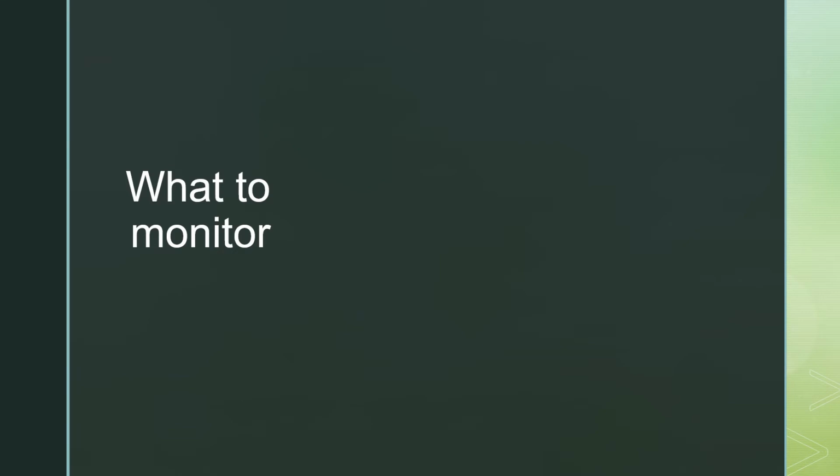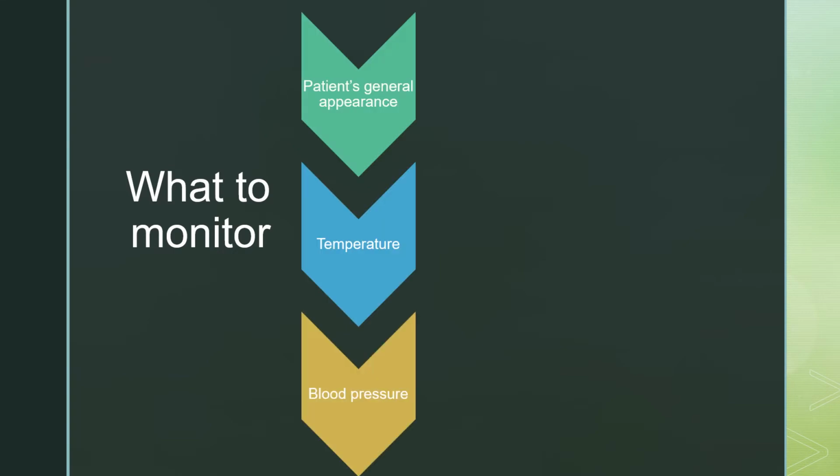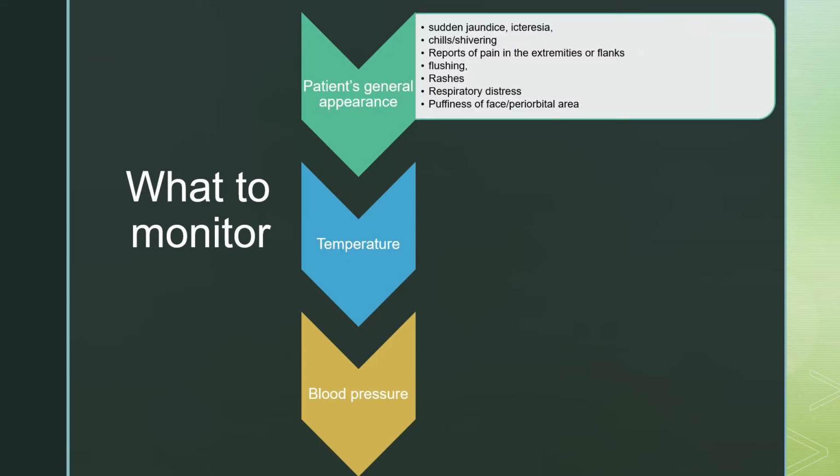So what do you monitor? Basically, you monitor the vital signs and the general survey. But it's really not as simple as that. You are looking for specific signs. Like for example, when monitoring the patient's appearance, you should be looking for sudden jaundice, icteria, chills and shivering, and reports of pain in the extremities or flanks, because these are signs of acute intravascular hemolysis. Flushing and rashes and respiratory distress may be signs of allergies or anaphylaxis. Respiratory distress is also a sign of TRALI or volume overload, as is puffiness of the face and periorbital area.